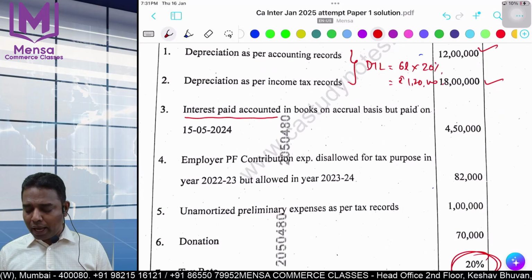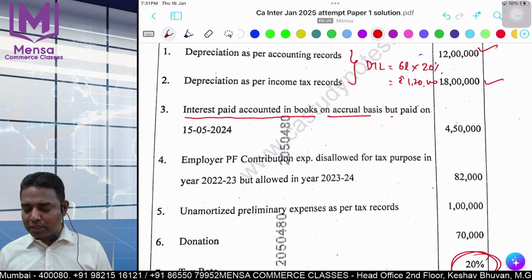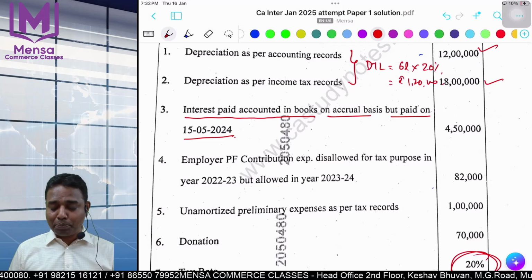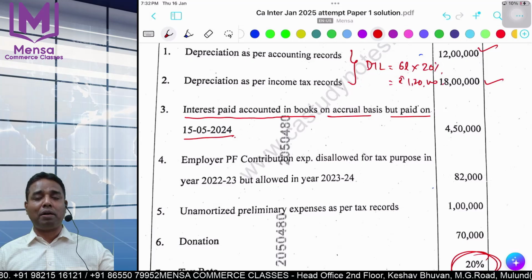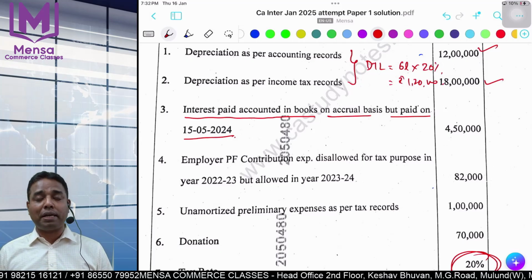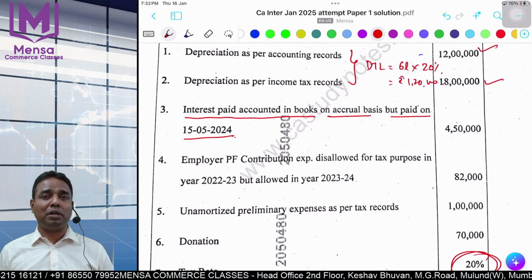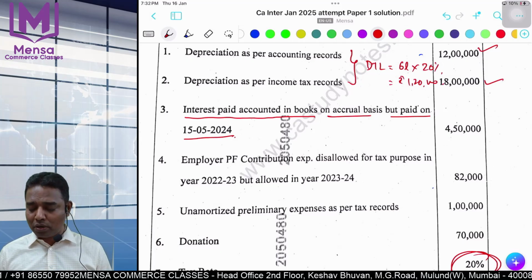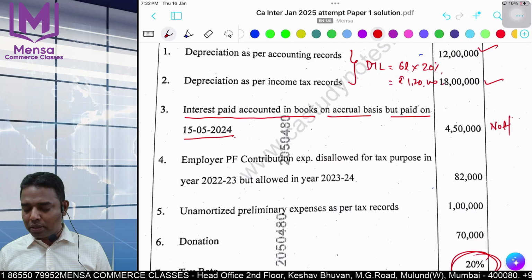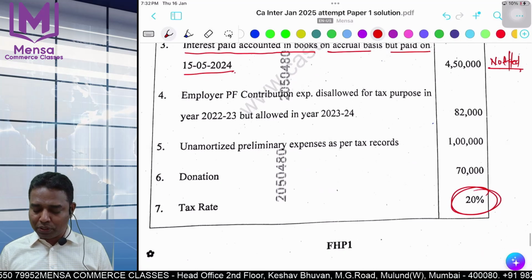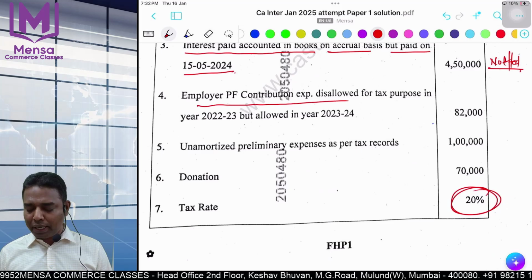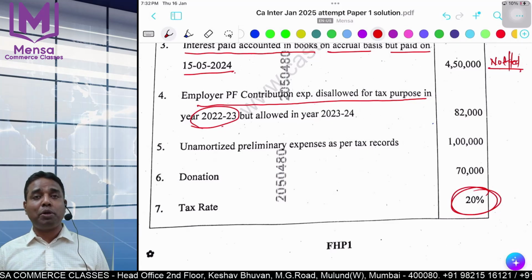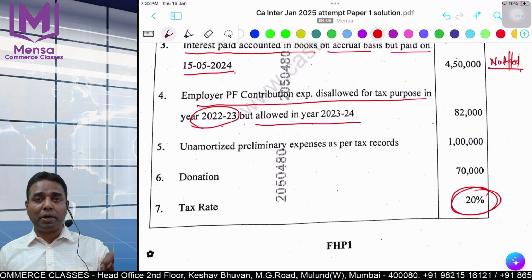Interest paid accounted in the books on accrual basis but paid on 15th May 2024. Now the interest is paid, which is accounted in the books of accounts already on accrual basis, and it is paid by 15th May, before the tax returns. So obviously this would have been allowable as per the tax records, so no effect of this needs to be taken. Next, employer PF contribution expense disallowed for tax purpose in 22-23, but allowed in 23-24 this year.